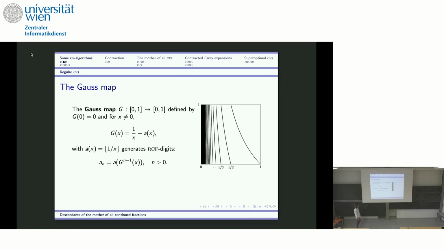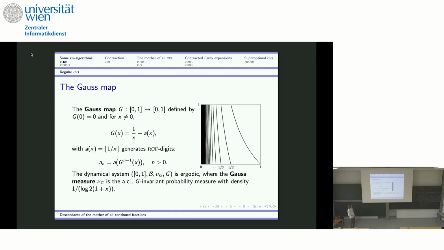And the digits of the regular continued fraction expansion are generated by the Gauss map, which we've also seen. On the right is a graph of the Gauss map. It's defined by taking 1 over x modulo 1, and the digits an are computed using this function a of x, which is really the floor of 1 over x. So the nth digit in the regular continued fraction expansion of x is given by taking a of the (n minus first) point in the forward orbit of x under the Gauss map.